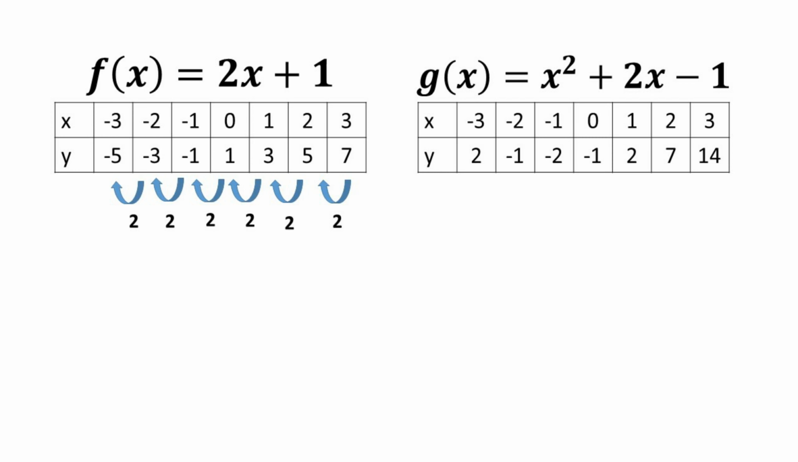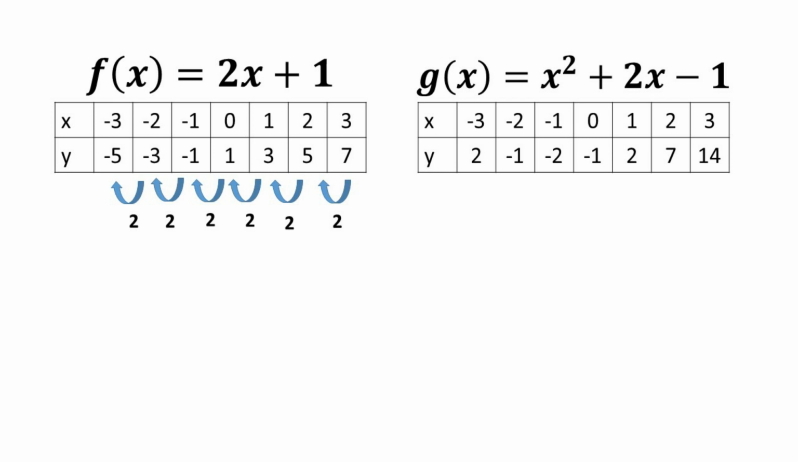Having the first difference for the linear function f of x is equal to 2x plus 1, you will notice that the first differences are all equal. So negative 3 minus negative 5 is equal to 2. Negative 1 minus negative 3 will give you also 2. 1 minus negative 1 is equal to 2. 3 minus 1 is equal to 2. 5 minus 3 is equal to 2. And 7 minus 5 is equal to 2.